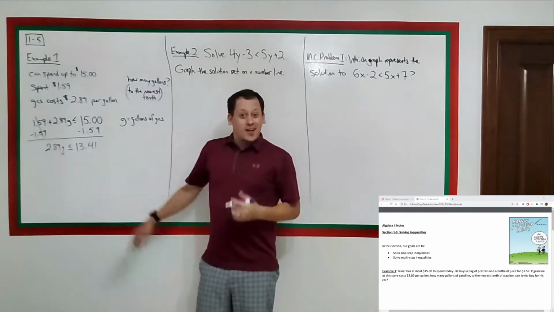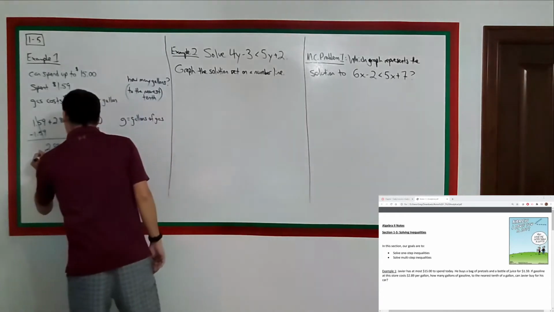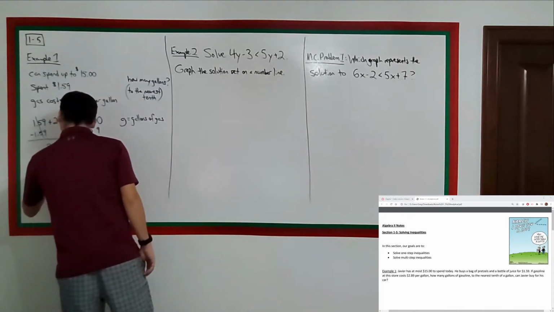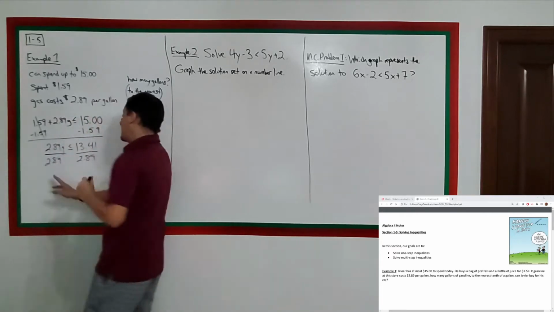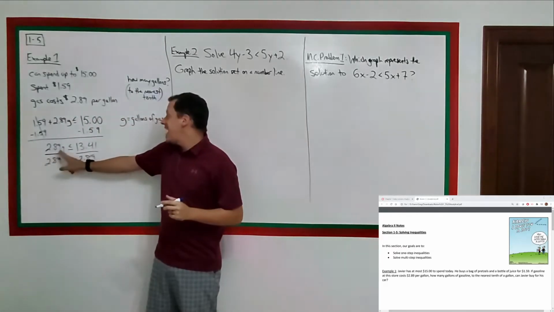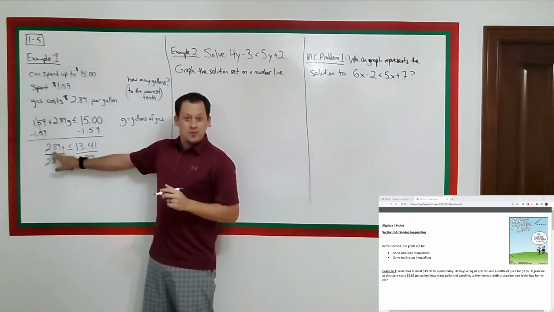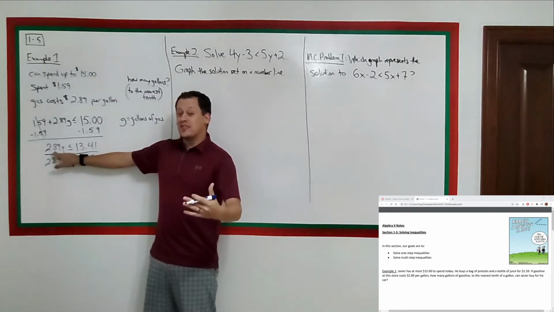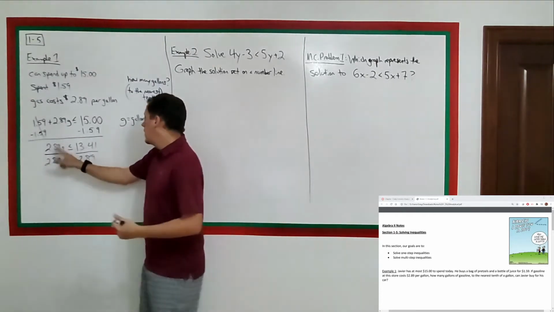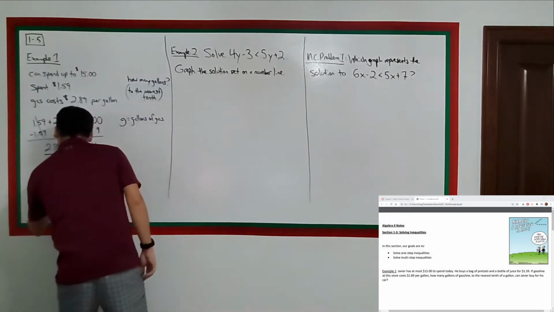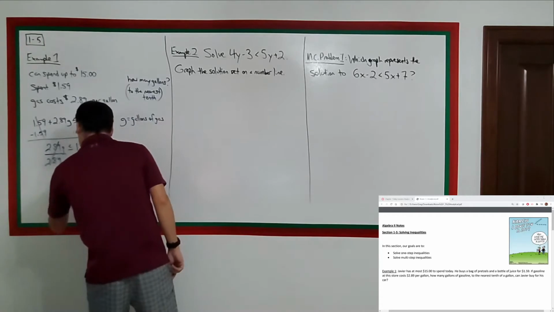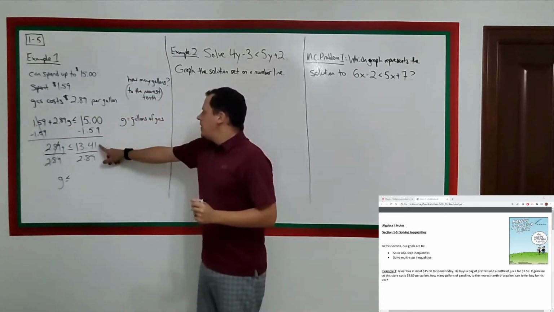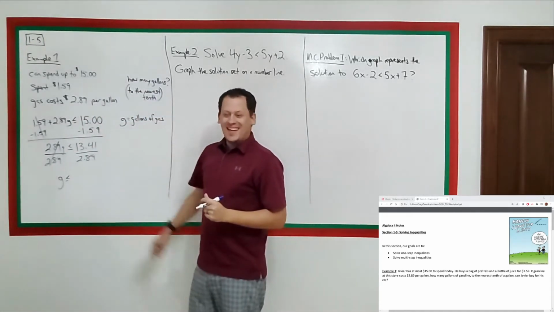Getting that G by itself, one more step, we divide by 2.89. We need to divide here because this is 2.89 times G. To move that 2.89, we have to do the opposite of multiplication, which is division. The 2.89s are going to cancel out. That leaves us with just G here. G is less than or equal to 13.41 divided by 2.89.